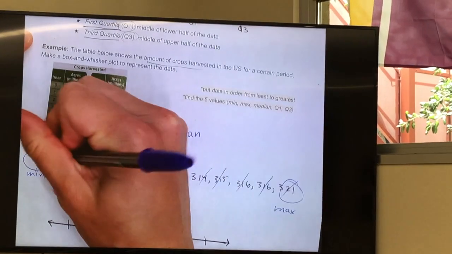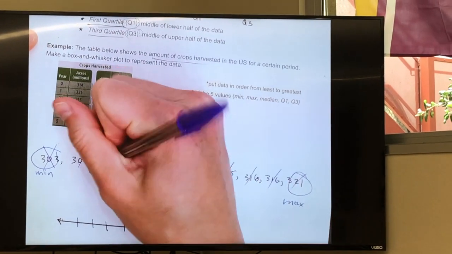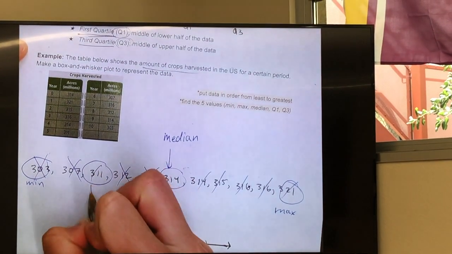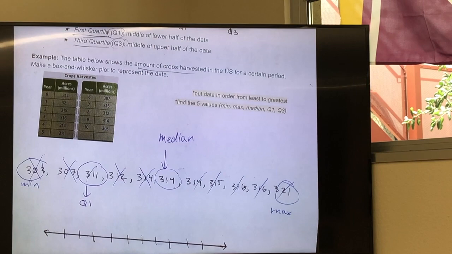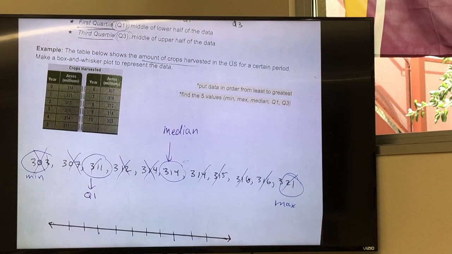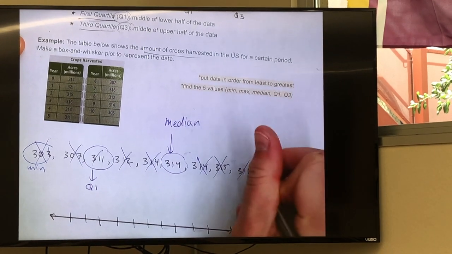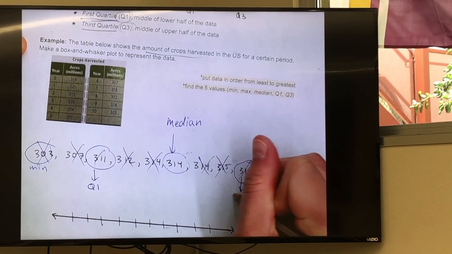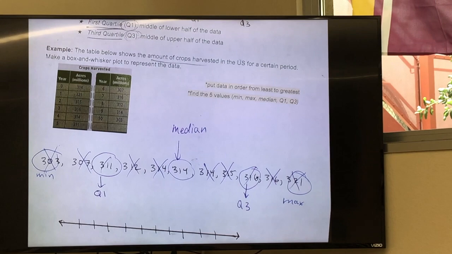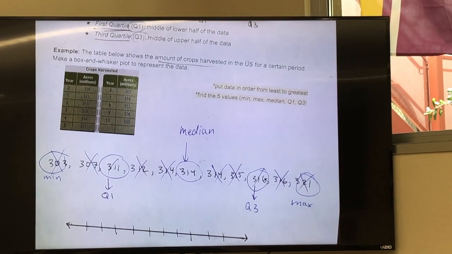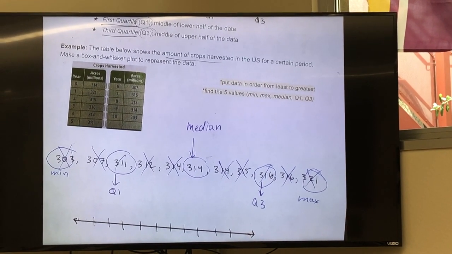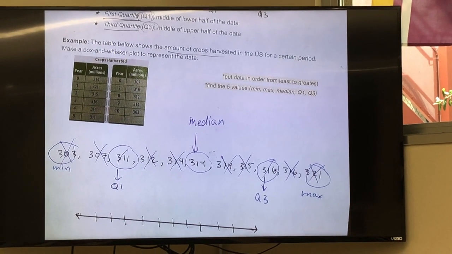So Q1, nick, nick, nick, nick. This would be our Q1. It is the middle of the left side of the data. Same thing here. 1 and 1, 2 and 2. Boom, that would be our Q3. So on your homework, you need to make sure you either list them out or you're doing what I do and you circle them and write down for each.